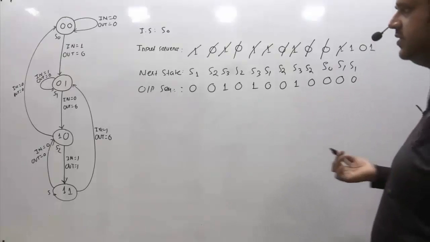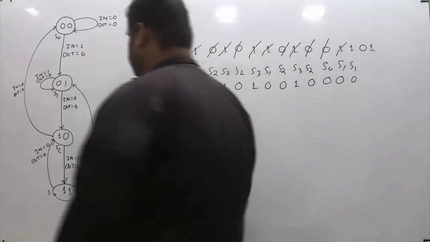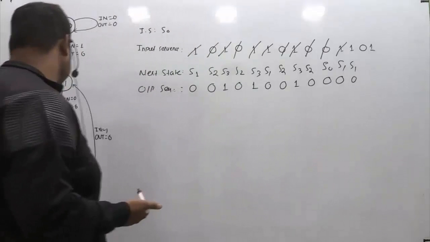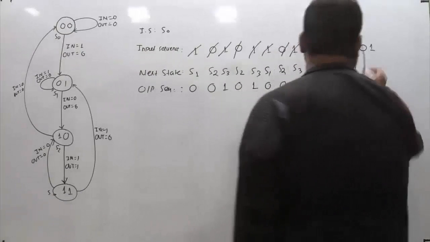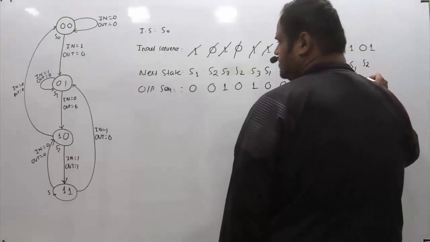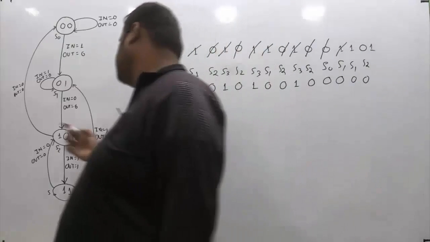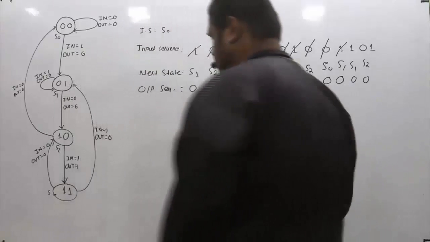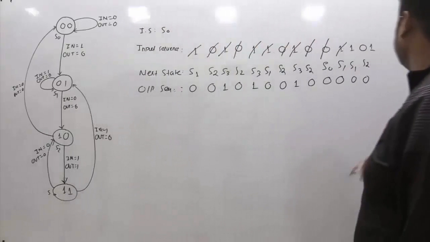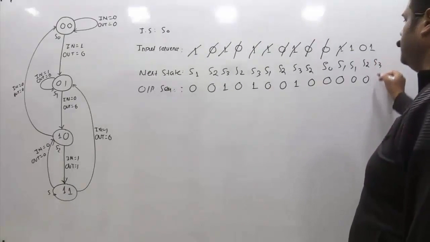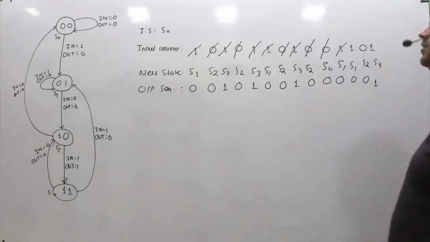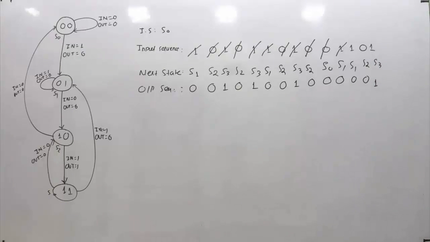Now next input is 0. So you are at S1, and the next input is 0. Next input is 0 means you will be coming into state S2 and the output is 0. Okay, so now you are at S2 and now the input is 1. Input is 1 means you will be again coming back into S3 and the output you get is 1. So this is the output sequence. If this is the input sequence, this is the output sequence.